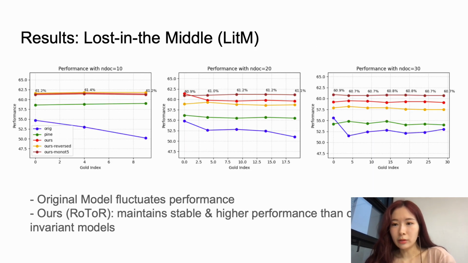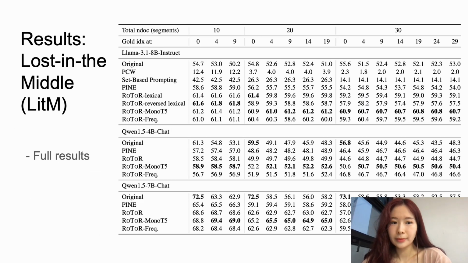On Lost in the Middle, RoToR, in red, raises the best subspan EM from 59 to 62% on Llama 8 billion and remains almost flat across all 30 passage positions, whereas the baseline, in blue, fluctuates by up to 5 points. We observe similar trends across different Qwen and Llama models with various sizes. Results on RoToR remain stable and exceed the baselines in exact match scores.